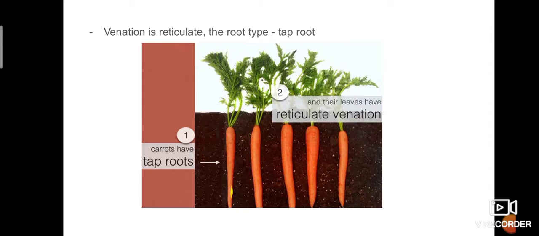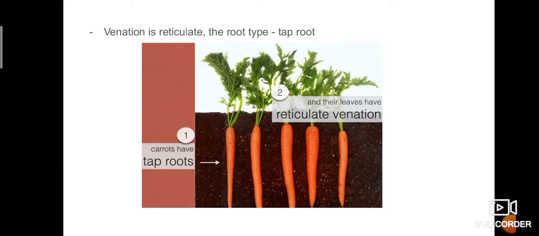In some carrots you may find side roots also. Have you ever purchased a carrot with your mother? Have you ever seen carrots in the market? You can find some side roots also. They are the lateral roots. So if the venation is reticulate, definitely the root is a taproot. You can remember this very easily: parallel venation, fibrous root; reticulate venation, taproot.